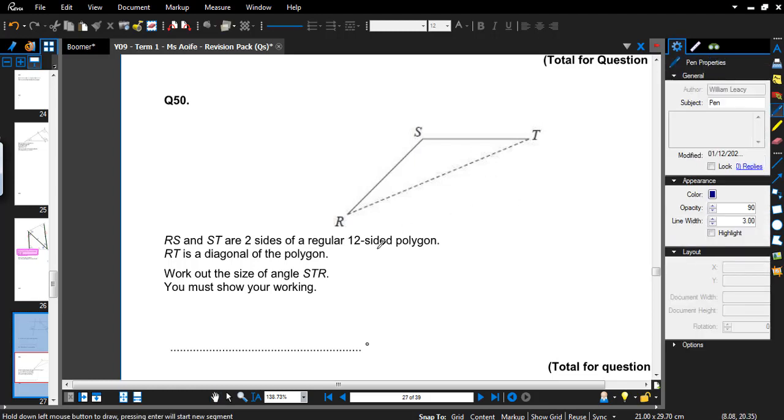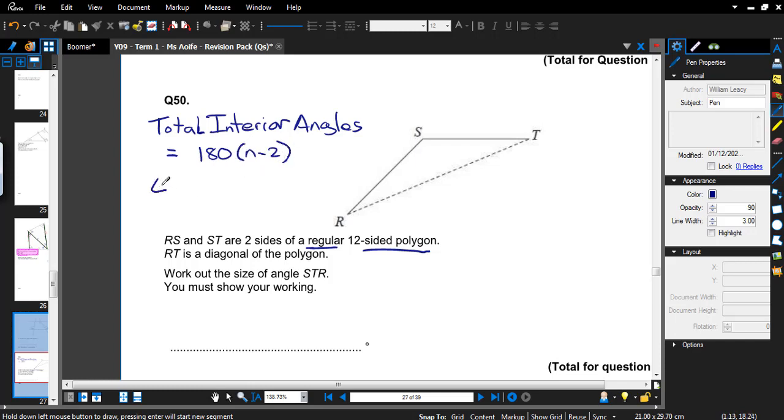Right, first thing that jumps out, regular polygon. Formula for total angles inside. Total interior angles, or the sum of the interior angles, equals what? 180 times n minus 2.